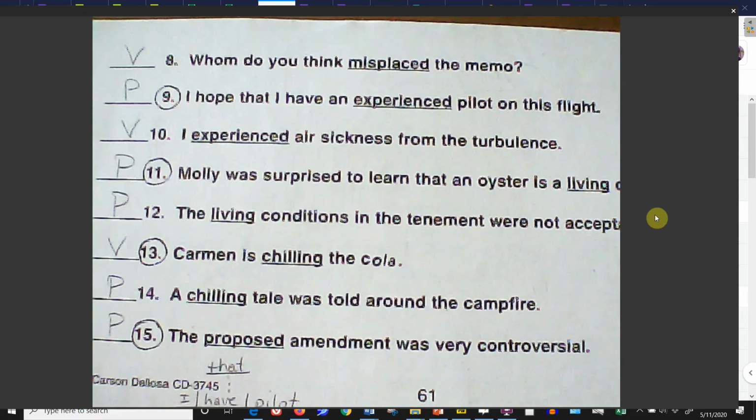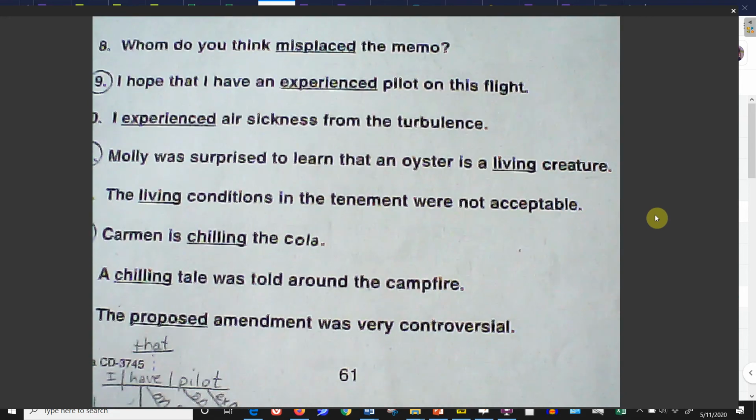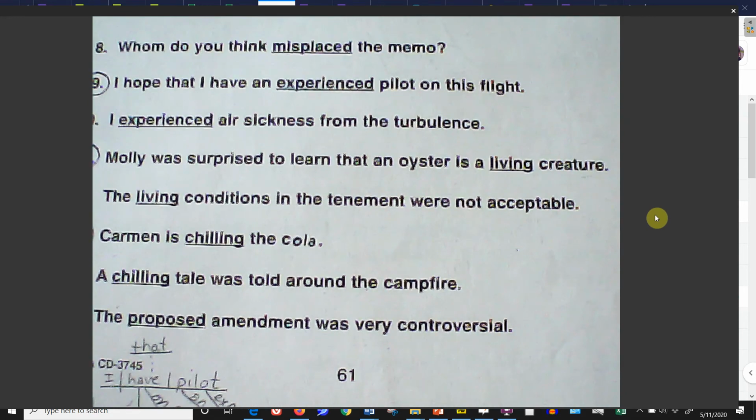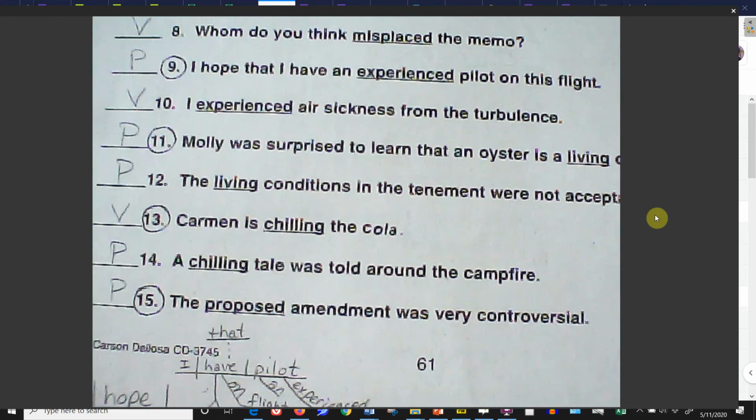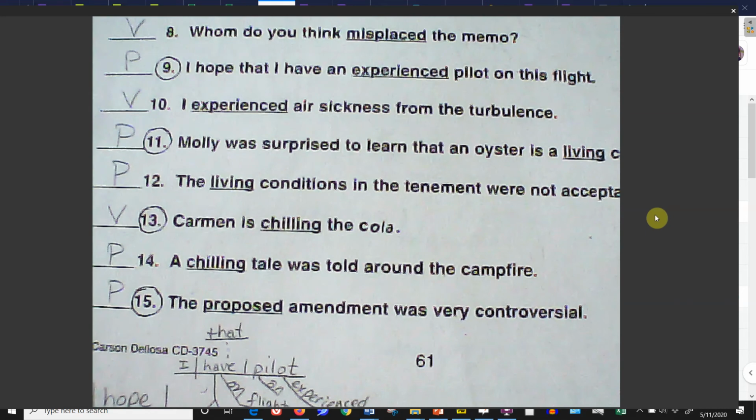Number 10, I experienced air sickness. That's the verb, right? That's the action. Number 11, living tells me what kind of creature. So it's a participial adjective, a living creature. Number 12, the living conditions in the tenement. So again, tells me what kind of conditions.